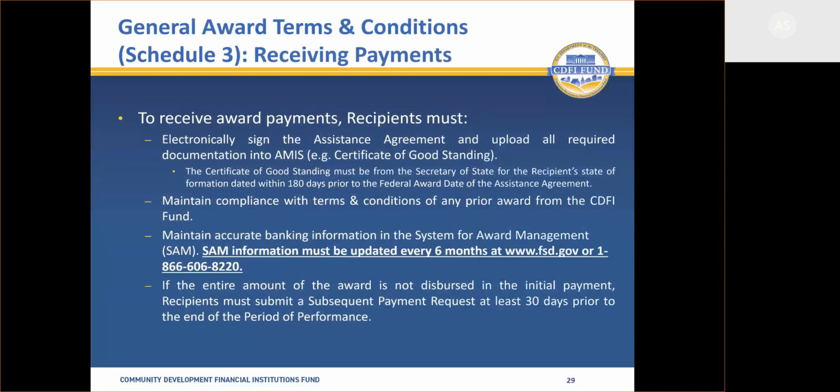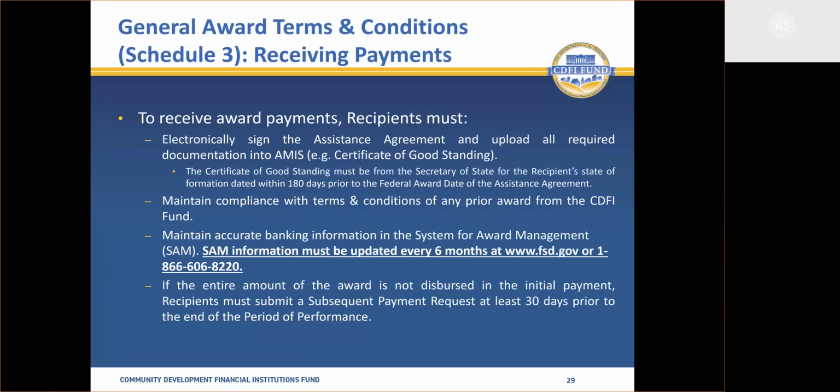So to receive your payments, a recipient must electronically sign the assistance agreement and upload all the required documentation, for example, the certificate of good standing. I'd like to reiterate again, electronically sign your assistance agreement. We have received some service requests about folks signing it and trying to PDF it and attach it to the record, but it must be electronically signed through the award record.